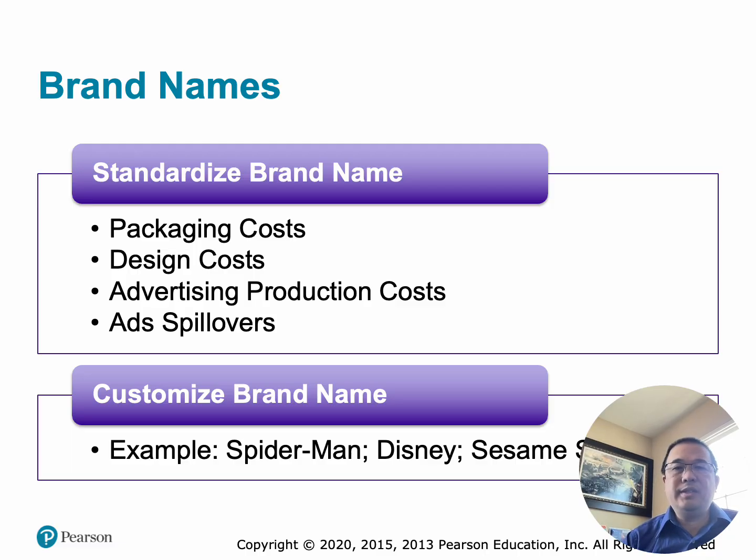Number 2, customize the brand name. Sometimes a company changes or adapts the brand name for local markets. Why? Because of language differences, pronunciation problems, cultural meanings, and trademark issues that may make the original name ineffective. As an example, Spider-Man. Comic books, movies, and merchandise are often translated to local languages so consumers connect more easily with the character.